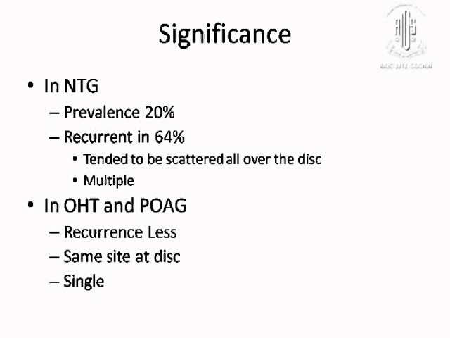Now compare this with the other spectrums of ocular hypertension and open angle glaucoma. In those, the recurrence rate of disc hemorrhages is much less, and they usually occur at the same site at the disc, which I told you earlier is usually temporal, and they tend to be single in these types. So there is a difference in the NTG and the other spectrums of glaucoma as regards the hemorrhages.